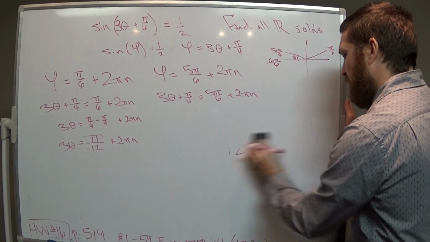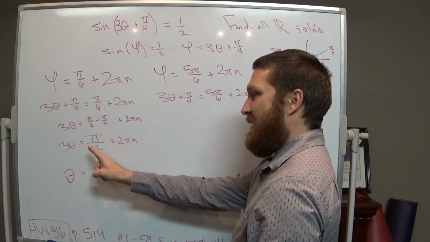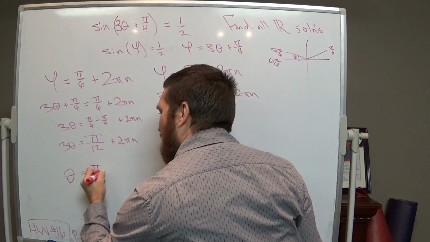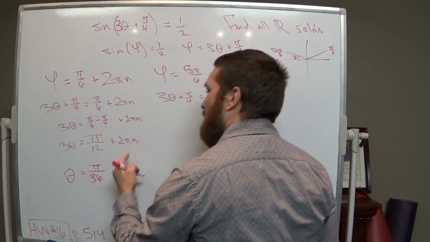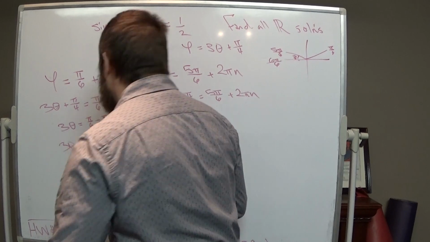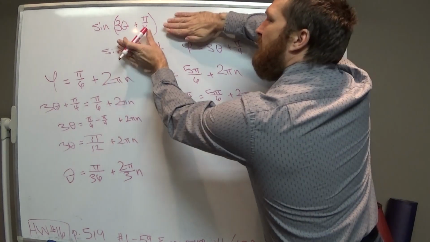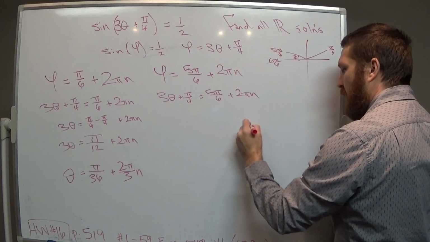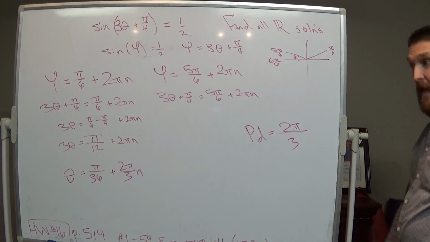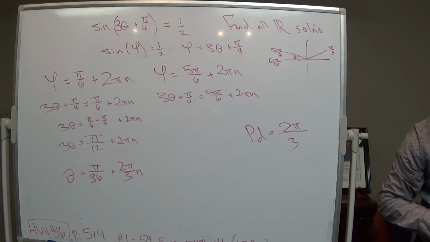Divide by 3. Divide everybody by 3. This guy and that guy. Pi over 36 plus 2 pi over 3 n. And notice, what's the period of this thing? If I just gave you this and said find the period of this function, you would say the period equals 2 pi divided by whatever b is. B is 3. Oh, yeah, you're just adding on the period every single time. But we have to do that for all of them, right? So we got that there.